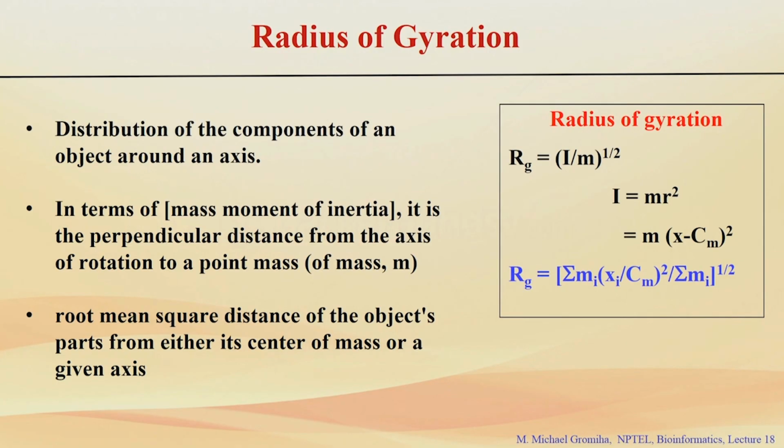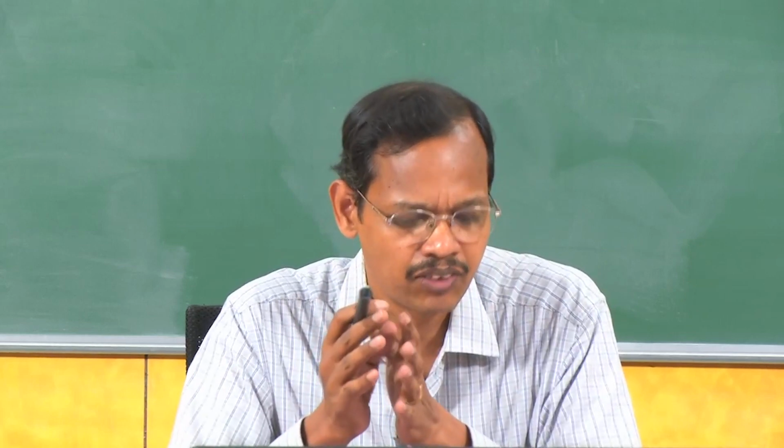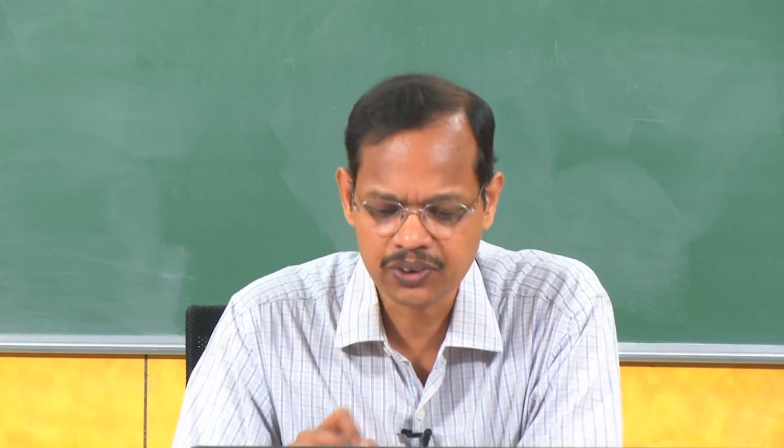Then we can also derive the radius of gyration. What is radius of gyration? It is a distribution of the components of an object around any axis. For example, if you take the moment of inertia, it is the perpendicular distance from the axis of rotation to any point mass, say mass m. So, you can calculate the radius of gyration using this equation.